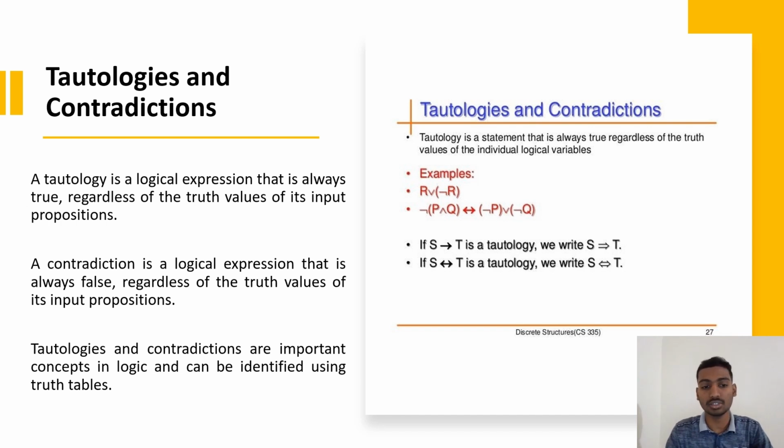Tautology and contradictions. A tautology is a logical expression that is always true regardless of the truth values of its input propositions. A contradiction is a logical expression that is always false regardless of the truth values of its input propositions. Tautology and contradiction are important concepts in logic and can be identified using truth tables. For example, we have P or negation of P. If we check whether it is a tautology or not, it shows that it is a tautology.